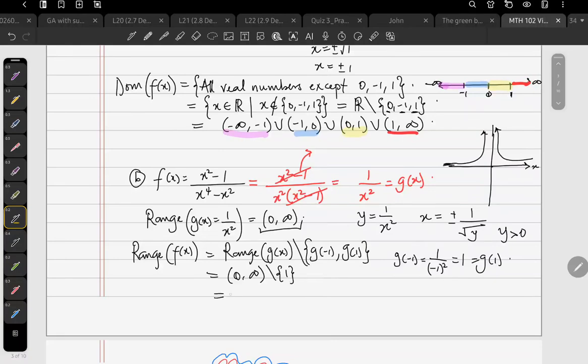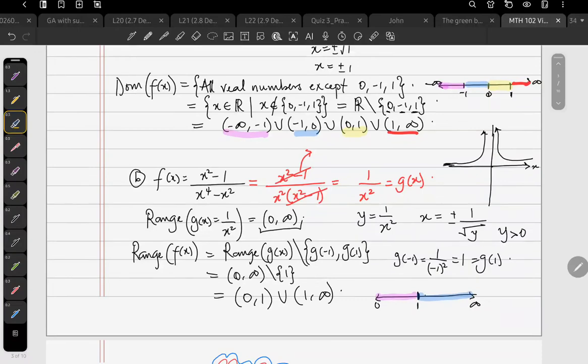But what is that? That is the same thing as (0, 1) union (1, infinity). So we are looking at from 0 to infinity, and we are plucking 1 out of it. We are busting that line. So we'll be left with from 0 to 1 and from 1 to infinity. So this is the range of f of x.